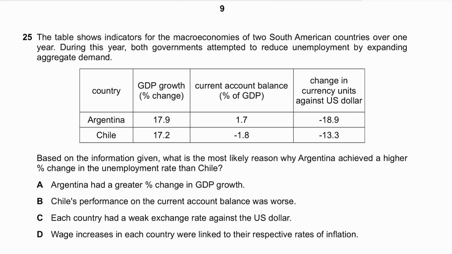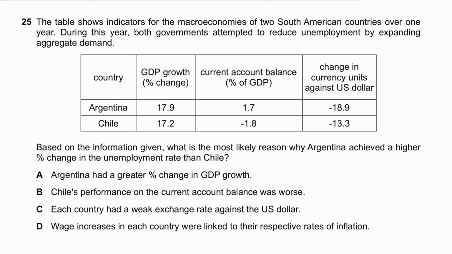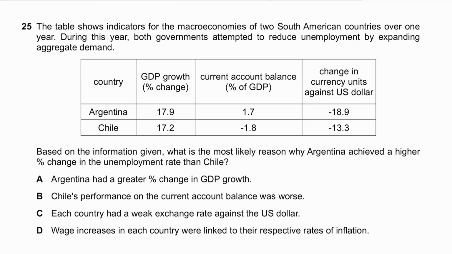But then the thing is that this difference in GDP growth is relatively small, 17.9 and 17.2%. And this will not really fully explain the difference. Although this does make sense, this is not the best answer, because this will not fully explain why there is a significant difference in unemployment rate changes. That's what we're trying to find out, because the question is saying, based on the information, what is the most likely reason why Argentina has achieved a higher percentage change in unemployment rate as compared to Chile's, right?